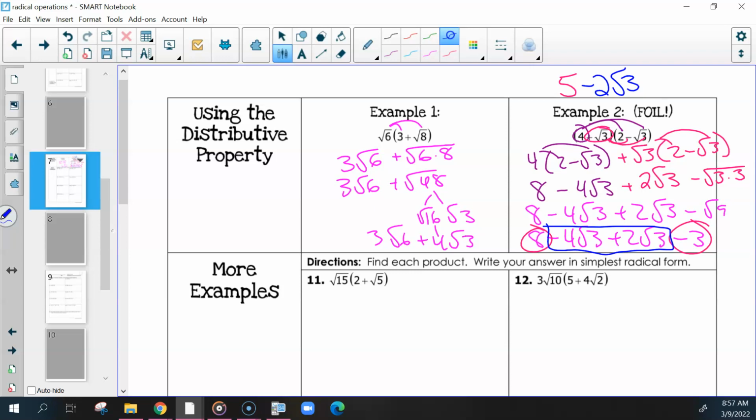Eric. So is that the final answer there? The 5 minus 2 times the square root of 3. So you subtract the 2 on either side. And you could rearrange this, so if you wanted to, you could put 8 minus 3 minus 4 times the square root of 3 plus 2 times the square root of 3. That way you know which terms go together. It says plus 2. But this was negative.